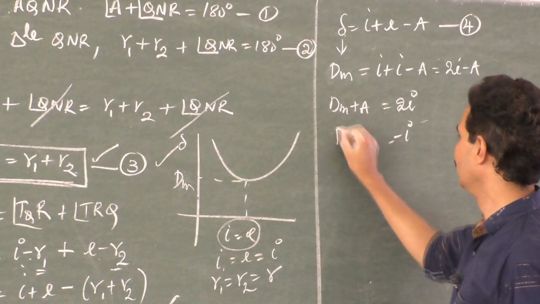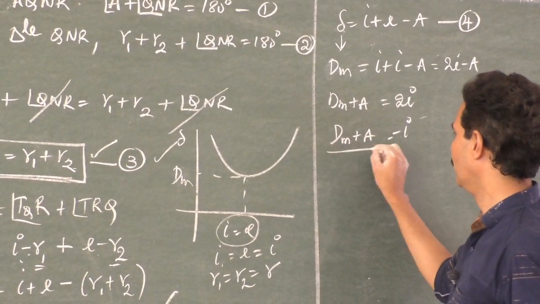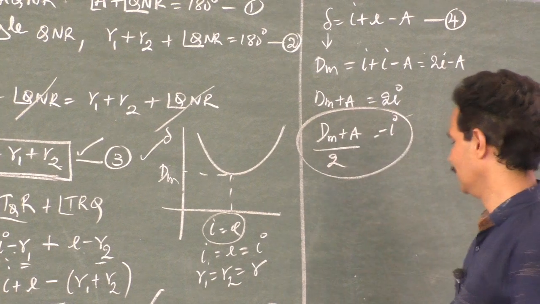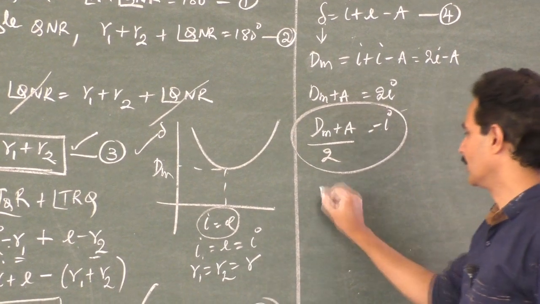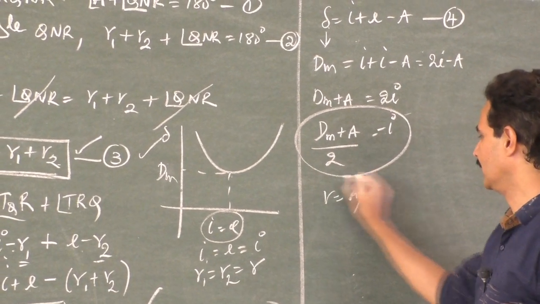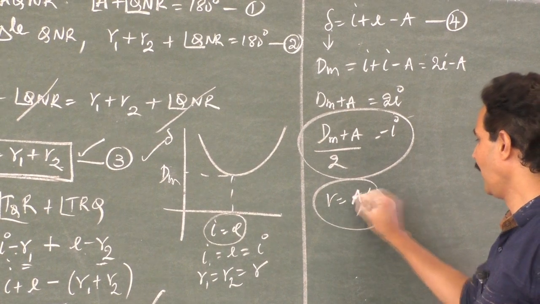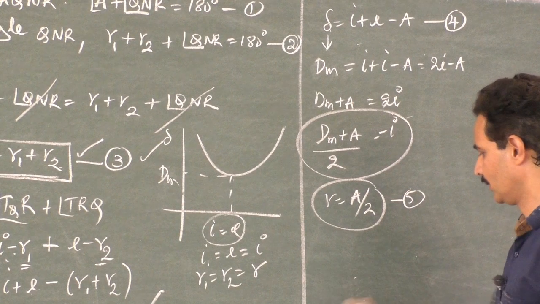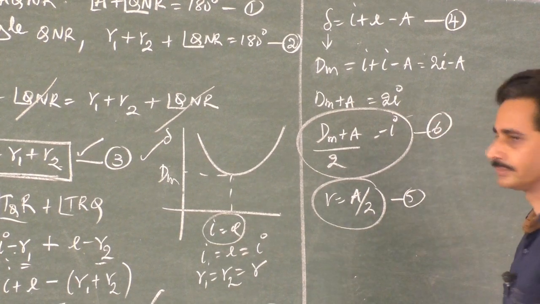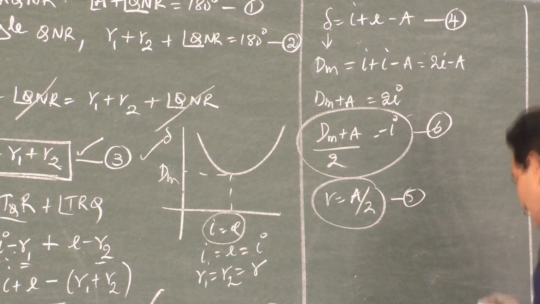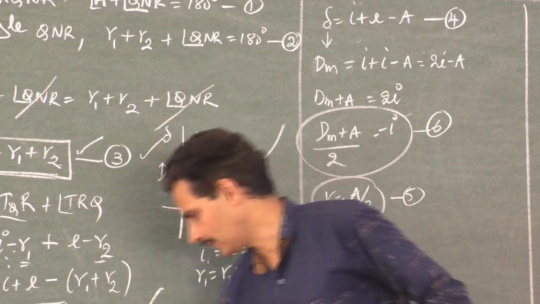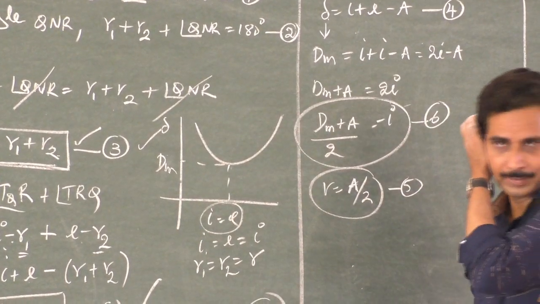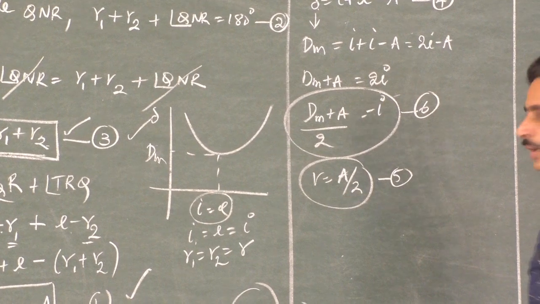What is I equal to? I is equal to dm plus A by 2. So we have got I, we have got R. R is equal to A by 2. This we have seen. So this is only at the minimum deviation position. So this was 5, already it was written. This is 6. This is the minimum deviation position angle. Right? We are coming to the end of the derivation. Just one application, that's all.